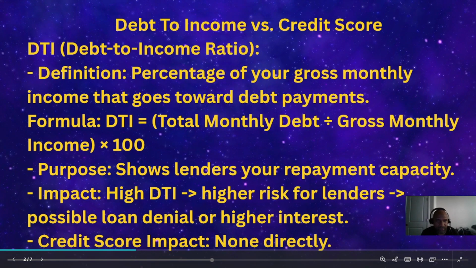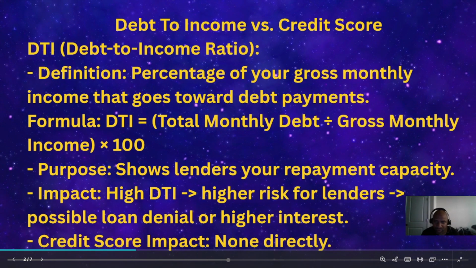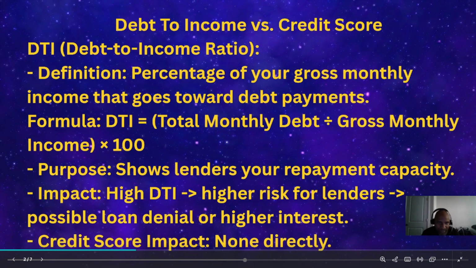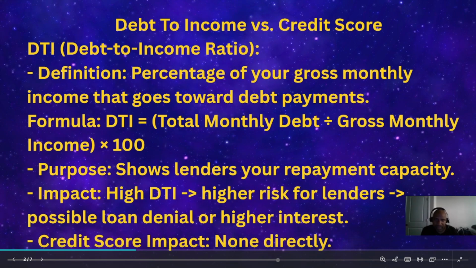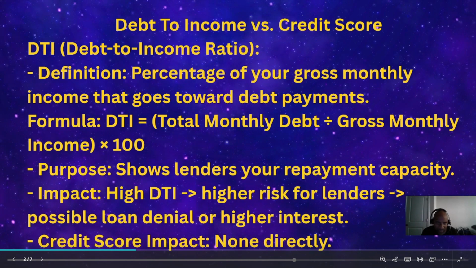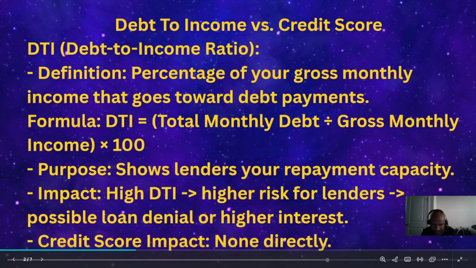Its purpose shows lenders your repayment capacity. Impact: high debt to income, higher risk for lenders, possible loan denial, or higher interest. Credit score impact: none directly.